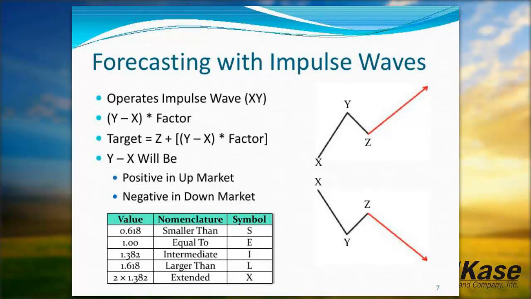All right, so let's get into the actual meat of this lesson here, forecasting with impulse waves. Now, we discussed what an impulse wave was last week, or the impulse portion of a wave, and that is the X, Y portion of a wave. So a wave is made up of 3 points, X, Y, and Z. X and Y, as we can see on the right side, are such that for a rising wave, Y will be higher than X, and in a falling wave, Y will be lower than X.